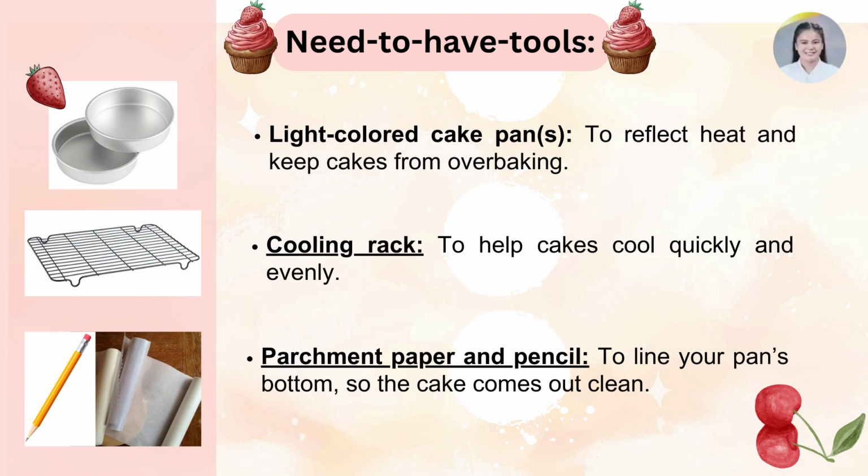Parchment paper can also help distribute heat evenly to prevent over-browning or burning, and make it easier to transfer baked goods from the pan to serving. So a pencil can be useful to mark measurements as well as draw designs or patterns onto parchment paper, and then use them as a guide when you are piping or decorating your cakes or cookies.